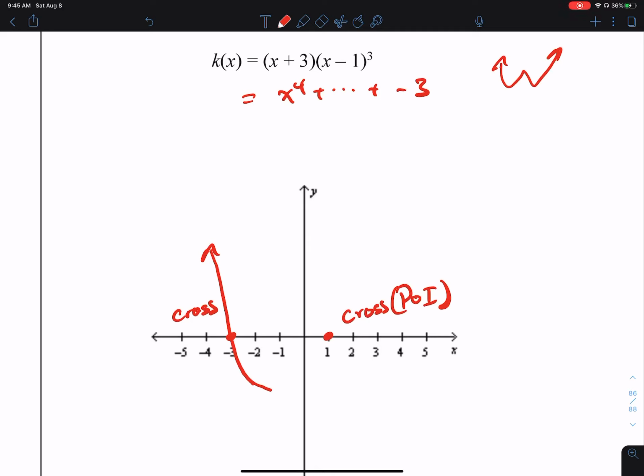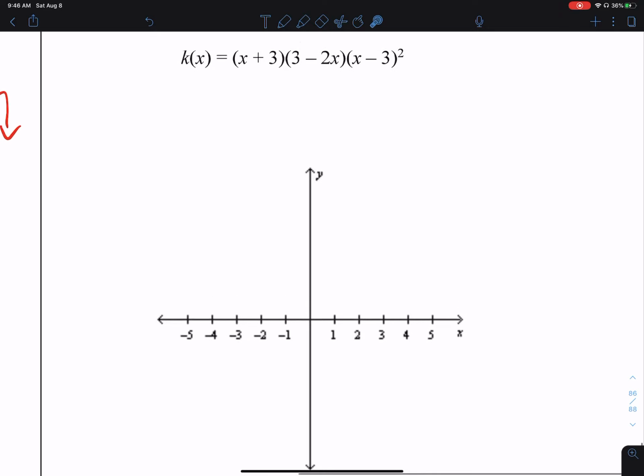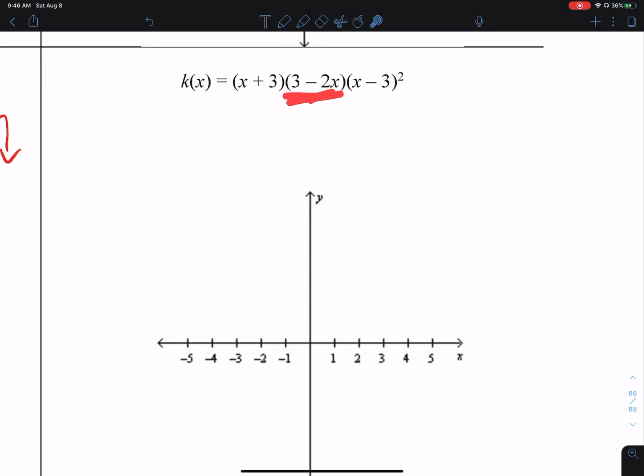But I do know that when it comes up to this, changing the concavity. Hopefully you can see how this is concave down, this is concave up. I'm going to also mark the y-intercept of -3. It's subtle. Hopefully you can see how the concavity is changing here. That's because this is an odd degree. That's at least 3.